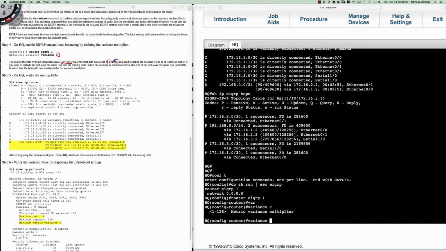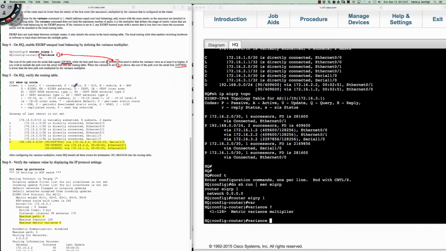Because remember, whatever we multiply the current feasible distance by as the variance value, we need to make sure that the metric of the candidate to be part of unequal cost load balancing is less than the product of this mathematical operation. So when the variance is set to 6 or above, the cost of that path is lower than the best path cost multiplied by the variance.